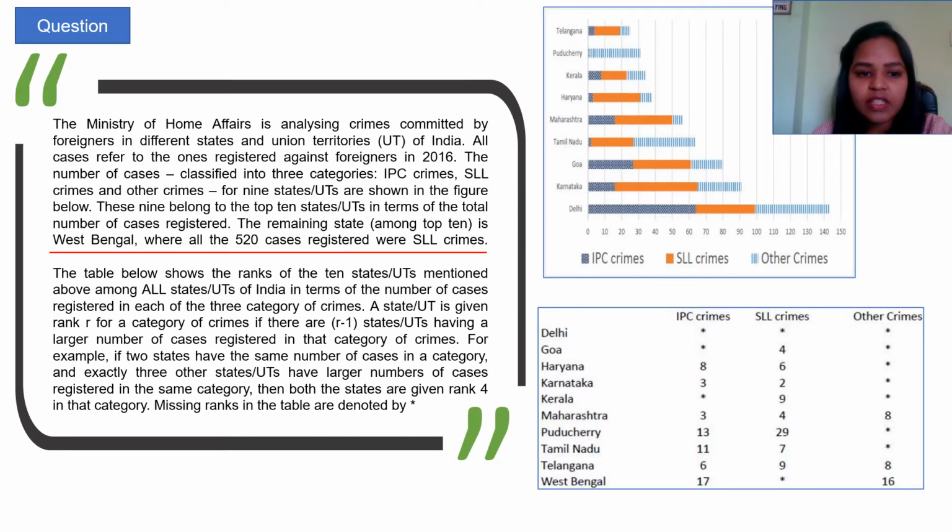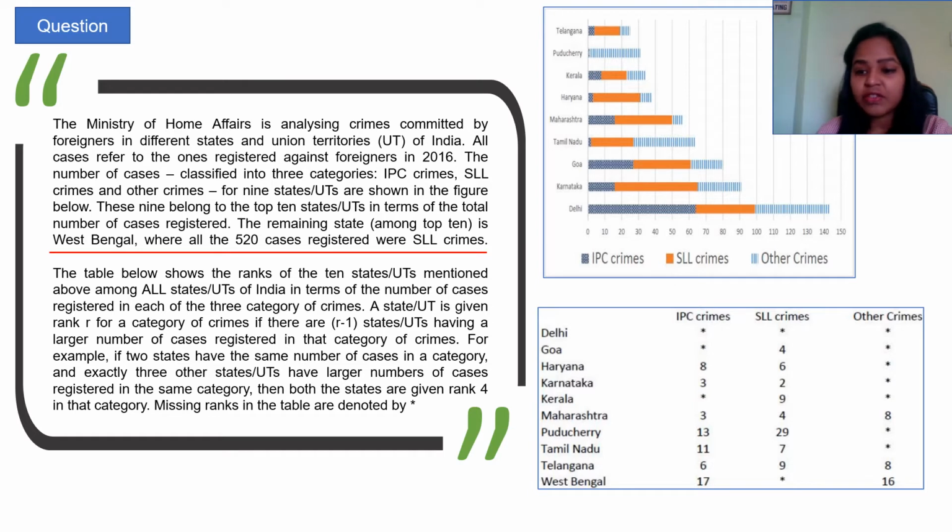For example, if 2 states have the same number of crimes in a category and exactly 3 other states or UTs have a larger number of crimes registered in the same category, then both the states are given a rank 4. According to this R-1 formula, one of them will be given a rank 4, and the other one, which has an equal number of crimes, will also be given a rank 4. So this is very clear as to how they are ranking in the second table. Missing ranks in the table are denoted by a star.